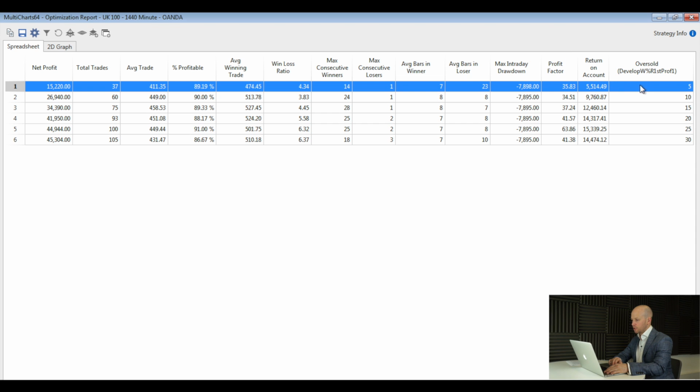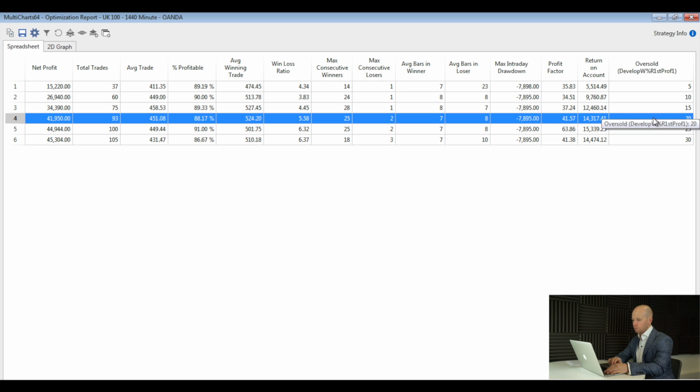In this optimization, I've looked at levels from 30. I don't really want to go too much higher than that. So I've gone 30 down to 25, 20, all the way down to 5. And 20 is what we were at. And again, look at the max intraday drawdown. They're the same, aren't they? So I don't want to mess about with that. It's not really worth it.